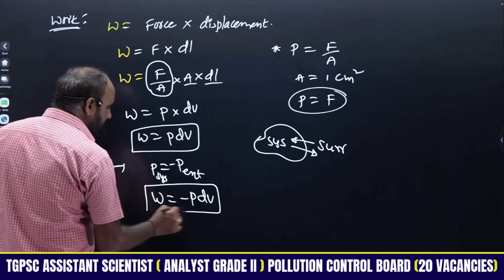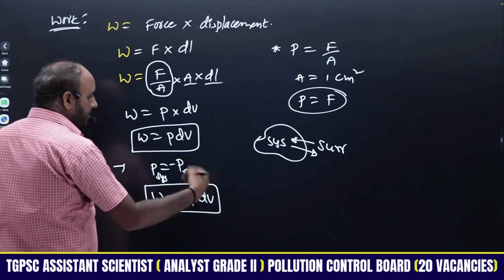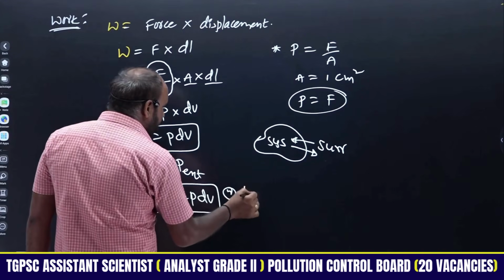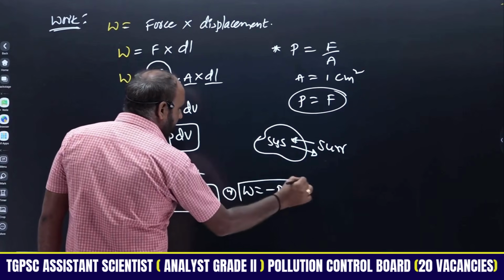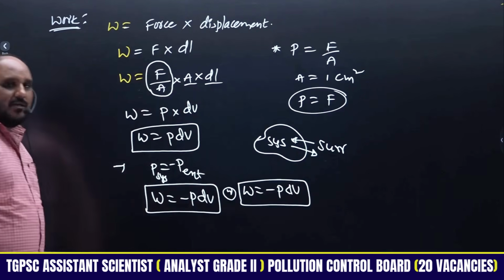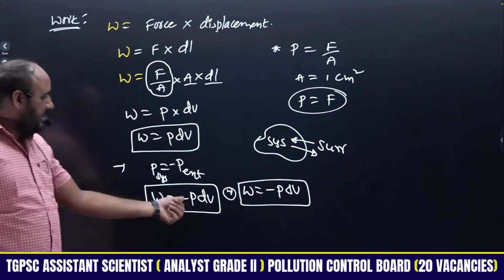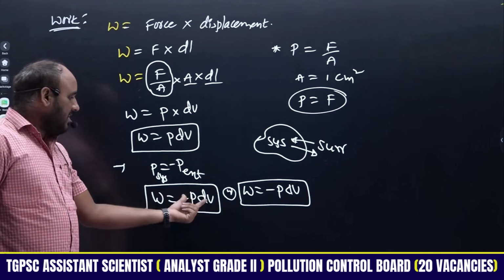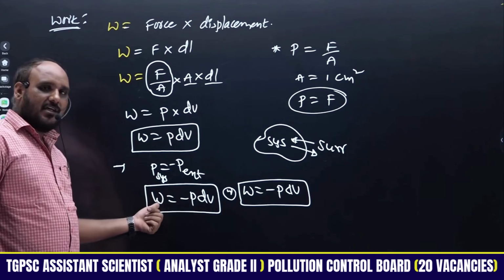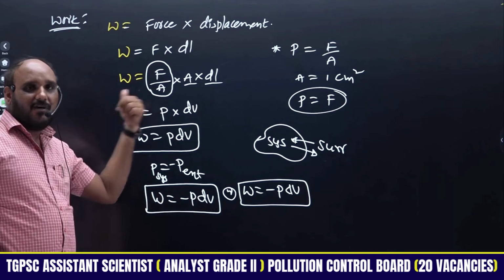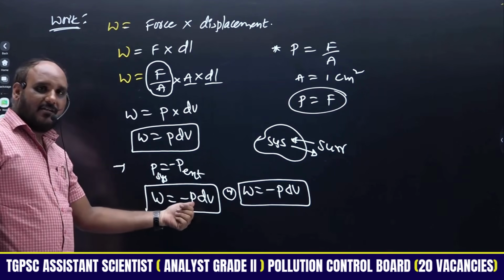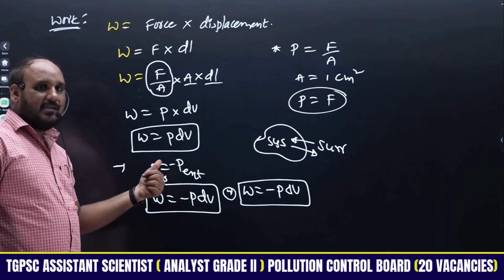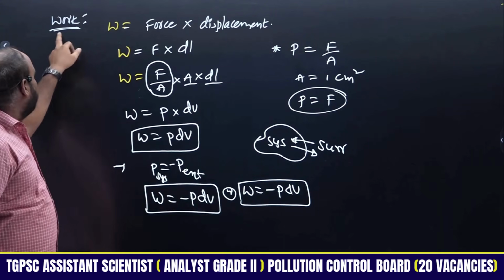Here d means small displacement. If it is a large displacement, then W is equal to minus P into delta V. Delta is applicable for the large displacement. So pressure and volume will be there. These relations will give the work. That's why we call it pressure volume work. Previously I told that pressure volume work, right? So that is called work, right?